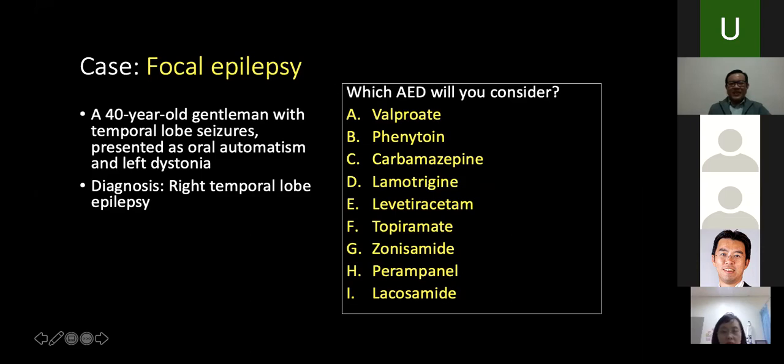Okay, can we have the answer now? Oh, wow. 67% follow the rules. All right. Let's go to some of the other drugs. In fact, all of them can be used, but carbamazepine is the first one we consider. The others, perampanel and lacosamide, are in fact the newer medications.